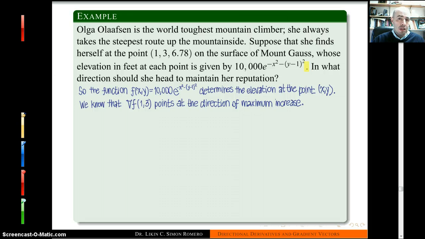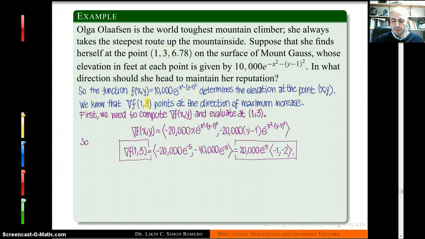So the idea is we just need to find the gradient vector at the point where she's at, and that will point in the direction of maximum increase. So this is the function that we're taking, and what we need is to compute the gradient vector at the point (1, 3). So first we need to compute the gradient vector in general. The gradient vector in general is given by this. Now when we evaluate at (1, 3), it gives you a vector like that, the one in the middle. So that will be a completely valid answer if you do this in a celebration of learning.